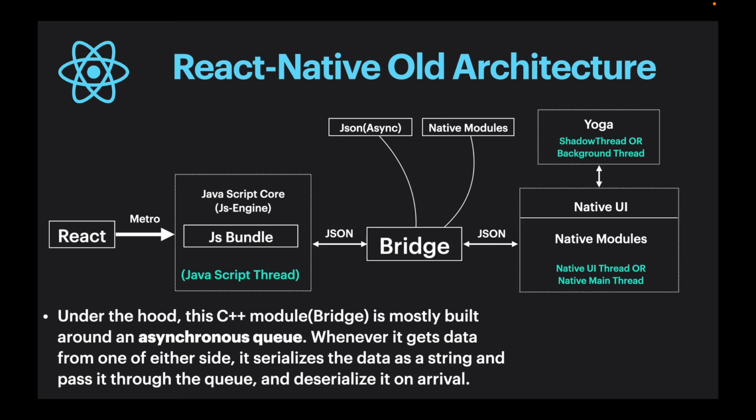Under the hood, this C++ module Bridge is built around an asynchronous queue. So the Bridge is actually a C++ module built around an asynchronous queue. Whenever it gets data from either side, it serializes the data as a string, passes it through the queue, and deserializes it on arrival. So the Bridge takes the data from one side in JSON form and transfers it to the other side in JSON form, all in an asynchronous way.